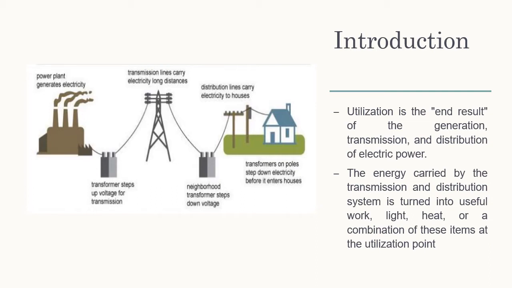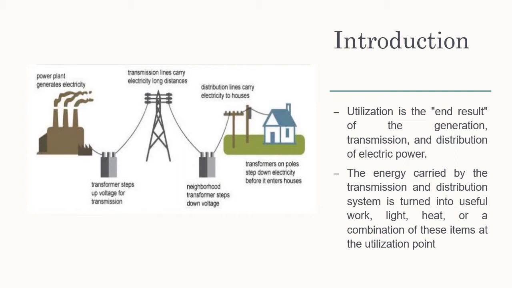And then again, in order to get the required voltage at the distribution side, at the consumer side, it is stepped down. The voltage is stepped down using transformers, and now it is distributed and given to the consumers. The consumers are utilizing the electrical power. So the utilization is the end result of the generation, transmission and distribution.